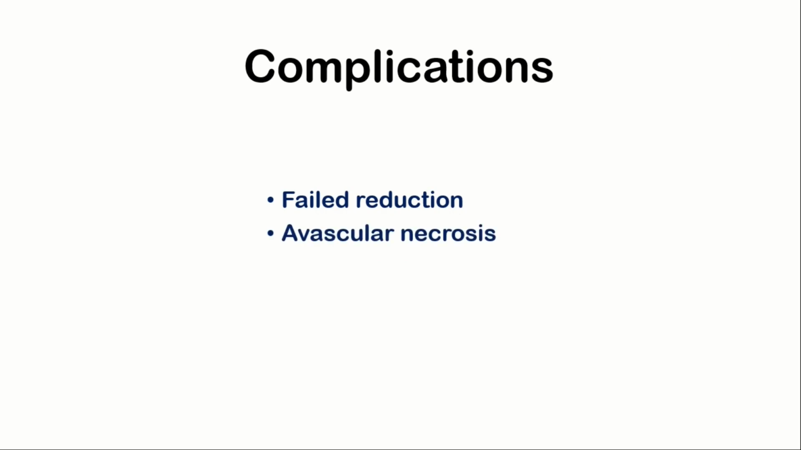Common complications of congenital hip dislocation are failed reduction of the hip joint, avascular necrosis of the head of the femur, deformity, and development of abnormal gait.